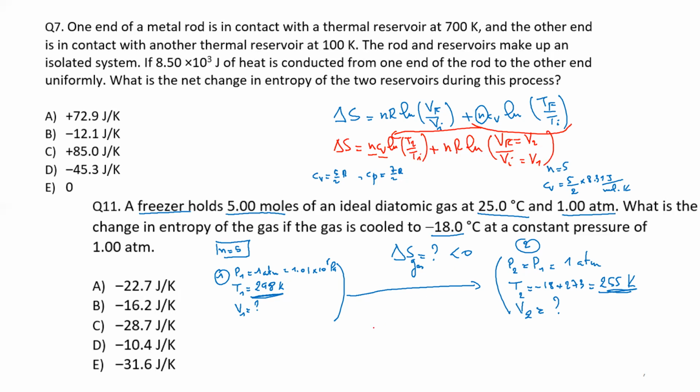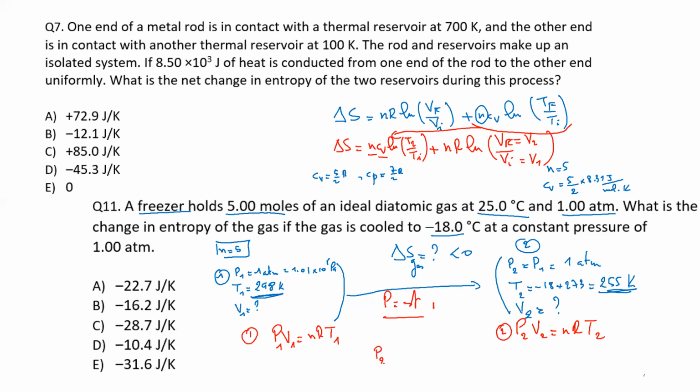Well, what do I know? I know that this process is a constant pressure process. So what does it mean? Of course, I know that P1 V1 is equal to N R T1. And here I know that P2 V2 is equal to N R T2. Now, if I take the ratio of this, let's say this is equation 2, this is equation 1.